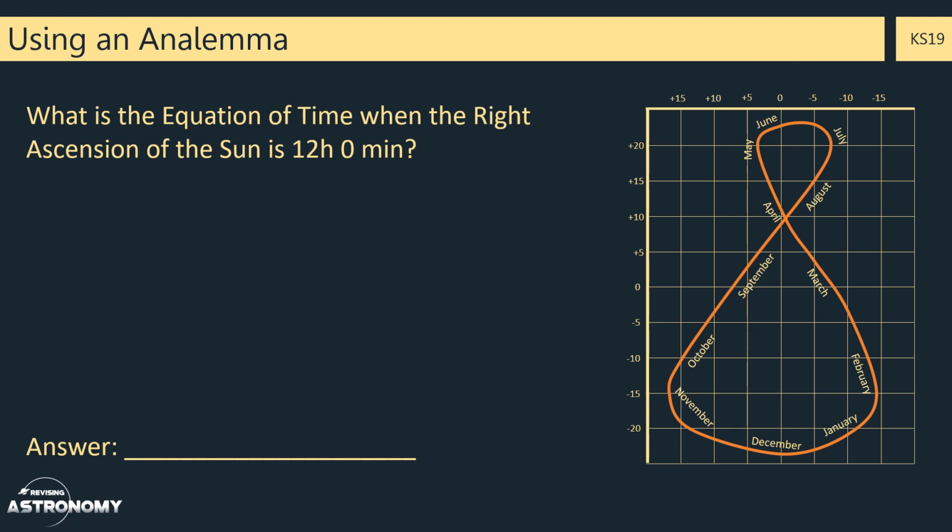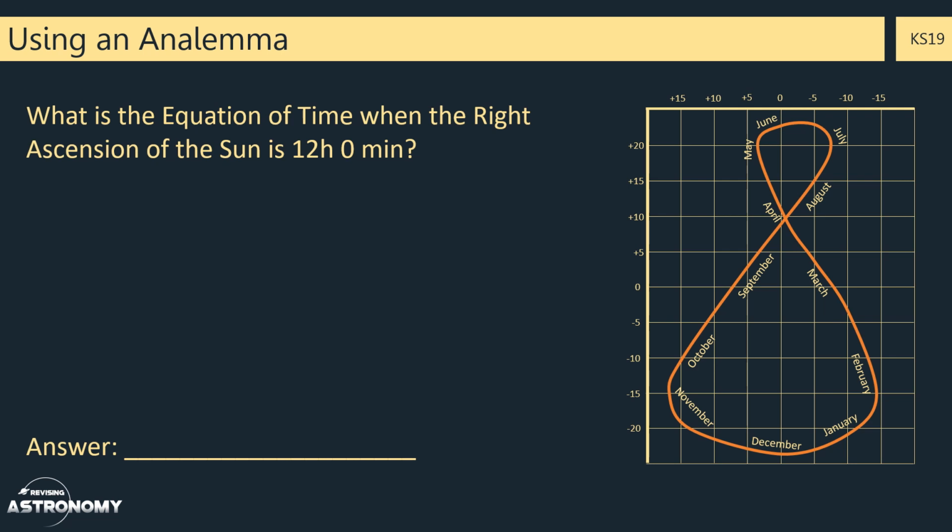And finally, what is the equation of time when the right ascension of the sun is 12 hours 0 minutes? Again, this is a tricky one. So we need to think about when does right ascension begin. So right ascension of 0 hours would be the point where the spring equinox is taking place, where the sun is moving from the southern hemisphere into the northern hemisphere and is directly over the equator. There would be 24 hours of right ascension, so 12 hours would be exactly halfway round.